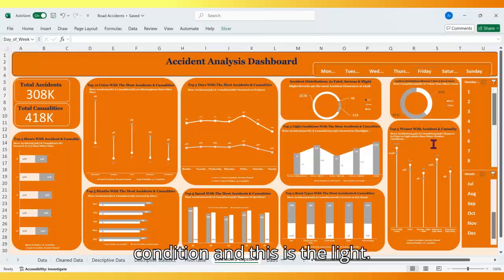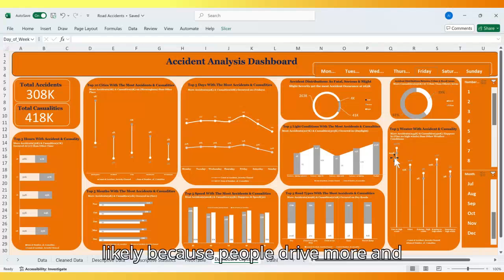Let's look at the weather condition. This is the weather condition and this is the light. Interestingly, the majority of the accidents occur in fine weather with daylight. This is daylight, fine, no high winds, at 255,000 and 244,000. Likely because people drive more and faster under this condition, possibly underestimating risks.